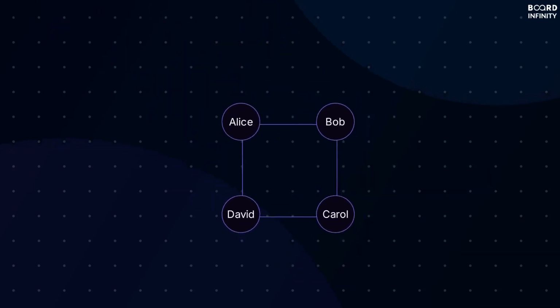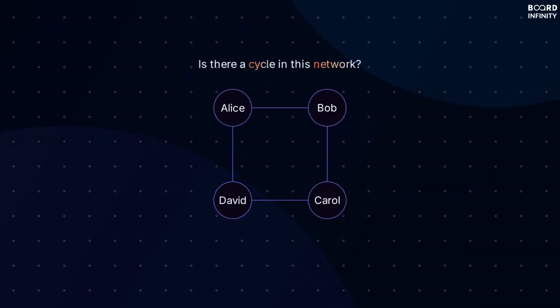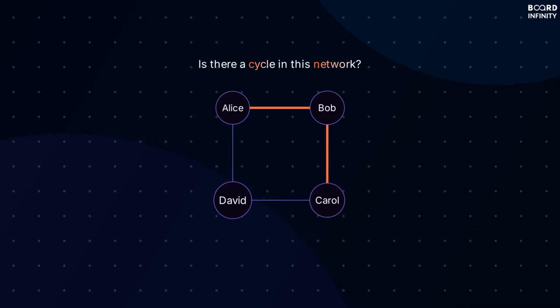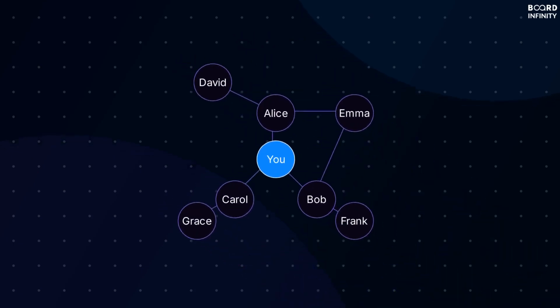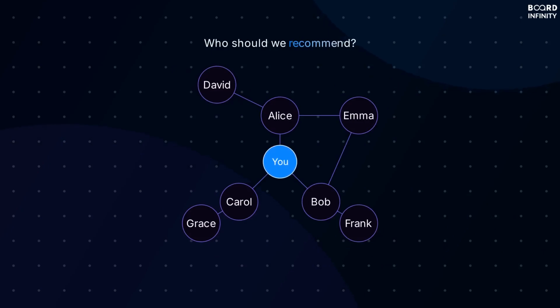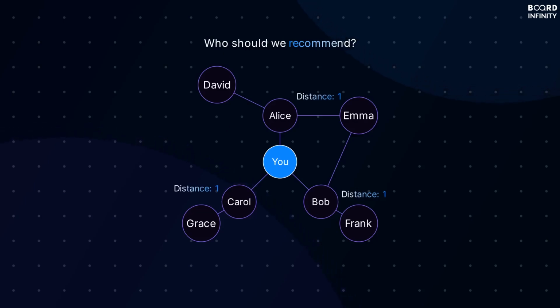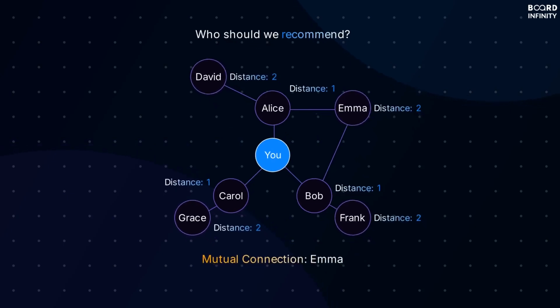Second, detecting cycles, like finding a loop in a friend group. You run DFS, and if you encounter a node you've already visited, you've found a cycle. DFS is perfect for this, because it explores deeply and tracks the path. Third, recommending friends. You run BFS from a user's direct friends to find friends of friends, then filter for mutual connections. This is how LinkedIn suggests people you might know.